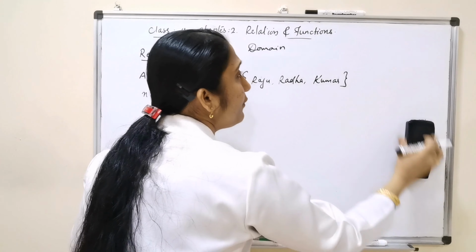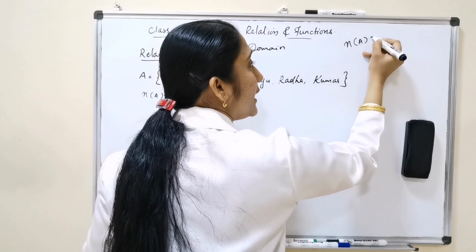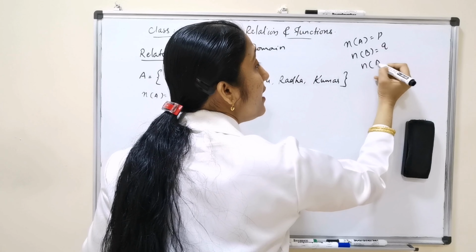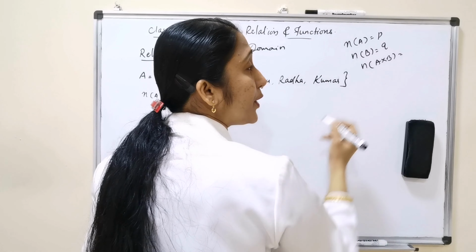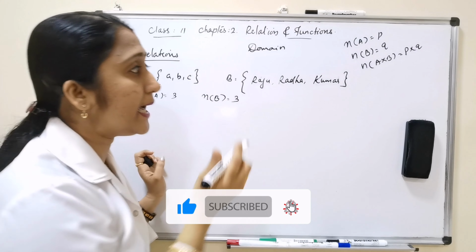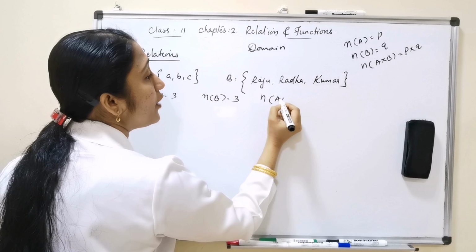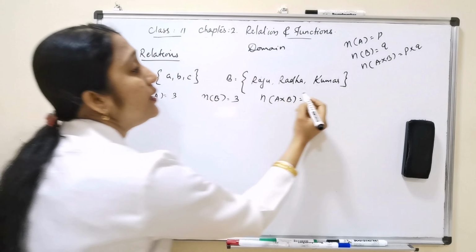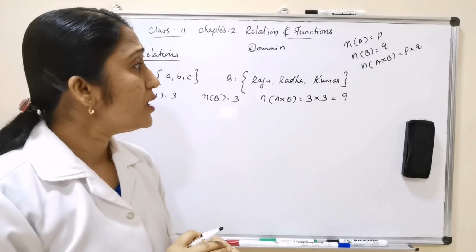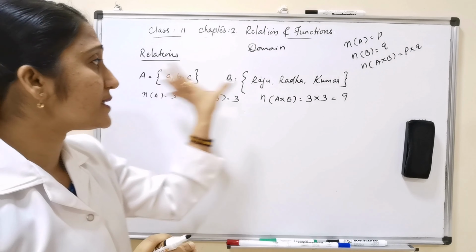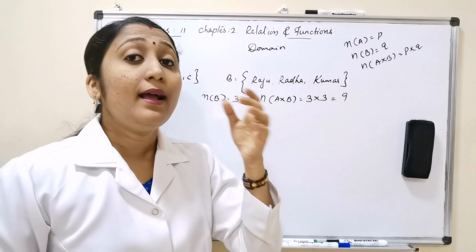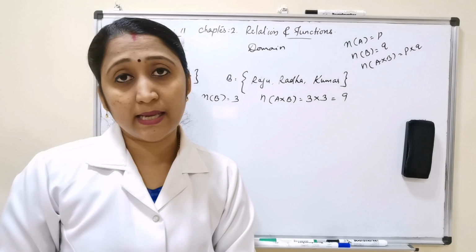That means if the number of elements of A is p and the number of elements of B is q, then what is the number of elements of the Cartesian product? It is p into q. We already discussed this in the last class. So here, n(A cross B) is 3 into 3, which is nothing but 9. In set A there are 3 elements, in set B 3 elements, so the Cartesian product has 9 elements.